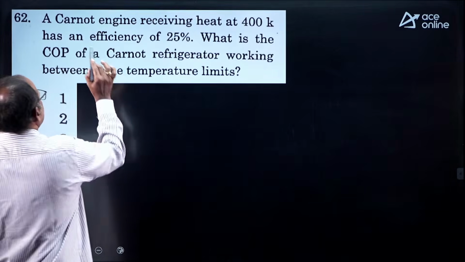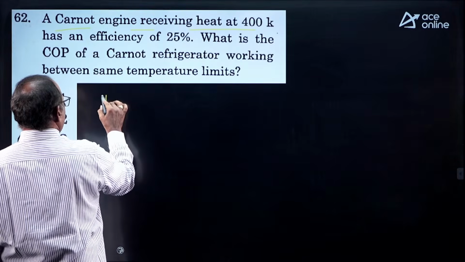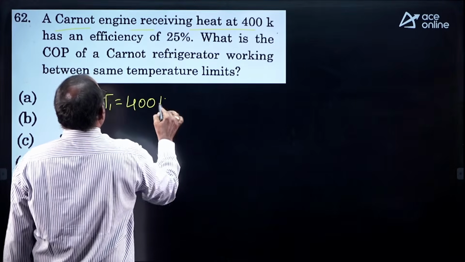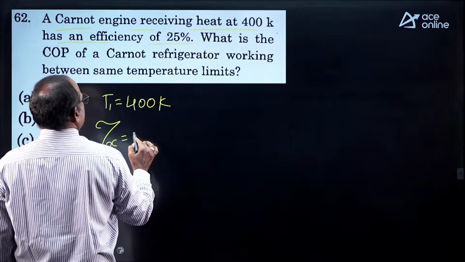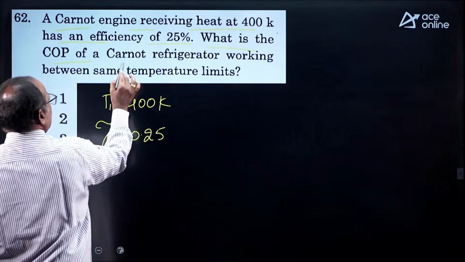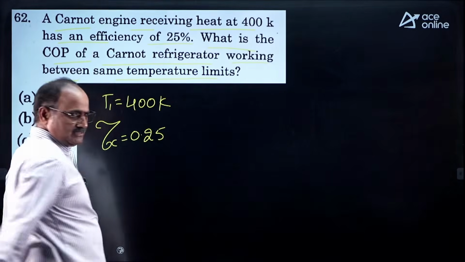Asking a very simple question. A Carnot engine receives heat at 400 Kelvin. Heat receiving temperature for the Carnot cycle is 400 Kelvin. Has an efficiency of 25%. Efficiency of the Carnot cycle equal to 0.25. What is the COP of a Carnot refrigerator working between the same temperature limits?